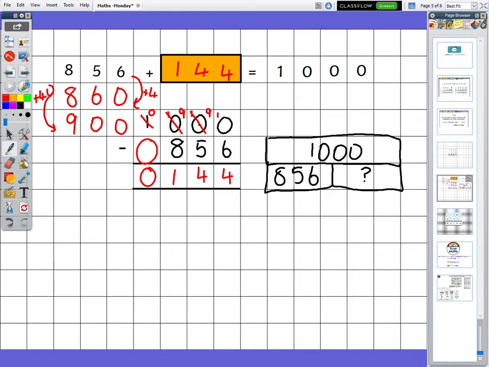I've added 40 to get to the next 100, and then to get to 1,000 from 900, I need to add 100 to give me 1,000. And then I can see I've got 100, add 40, which is 140, add 4 gives me 144. So you can do it that way as well if you need.